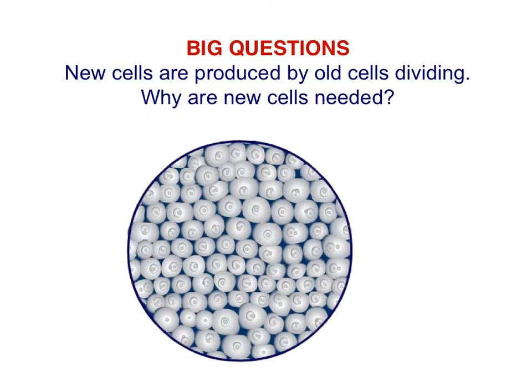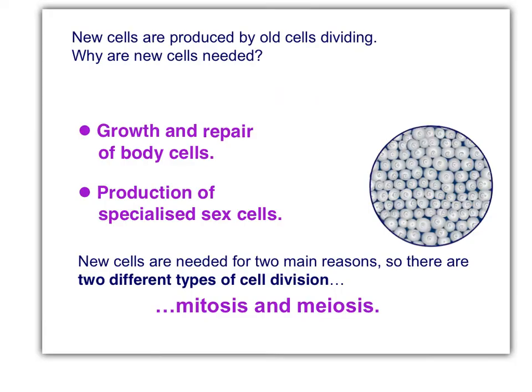We know that new cells are produced by old cells dividing, but why are these new cells needed? Well, basically, they're needed for two different processes. One, they're needed for growth and repair, and the second one is production of the sex cells. We also call the sex cells gametes. So new cells are needed for two main reasons, so there must be two types of cell division, mitosis and meiosis.